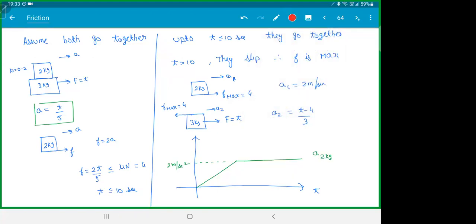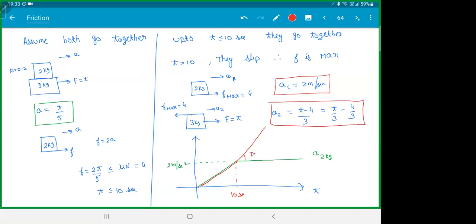If you look at the 3 kg block, this also will go together, parallel line. Till when? Till 10 seconds, both will go together. And then this guy will branch off like this. A2 is the acceleration. And if you look at the slope here, look at this function here, T by 3 minus 4 by 3. This looks like y is equal to mx plus c, a straight line equation. That is how I know. This angle is tan inverse 1 by 3. This angle, the slope here is 1 by 5. Tan inverse 1 by 5.